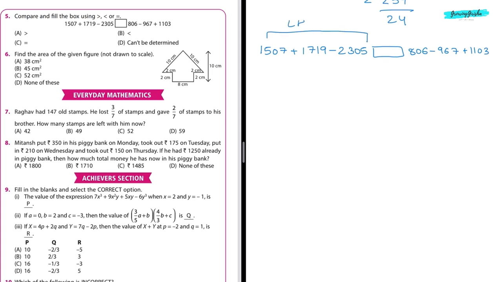First we'll solve the LHS part and then we will solve the RHS part, left hand side and right hand side. As per BODMAS rule, we first add and then subtract. Now let us start solving.